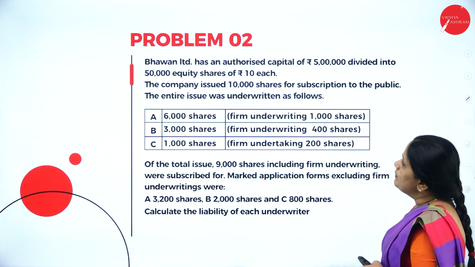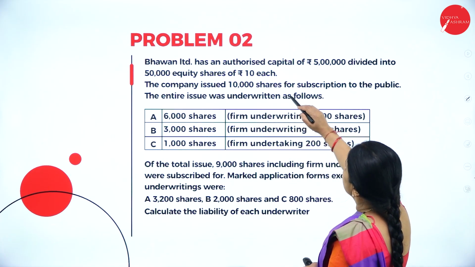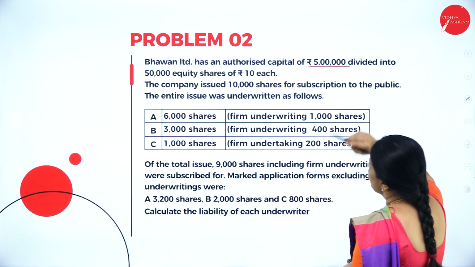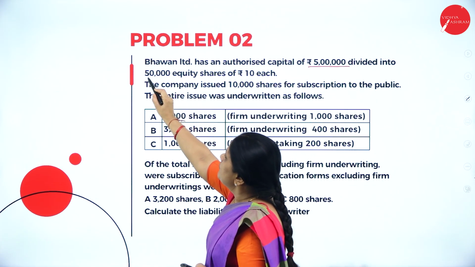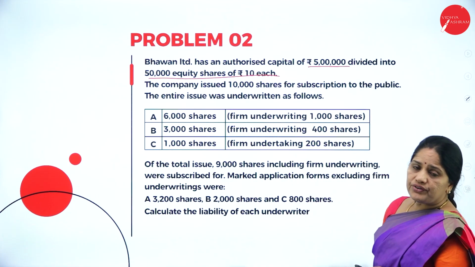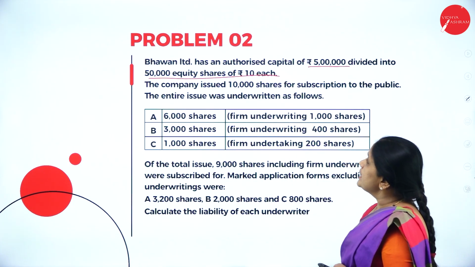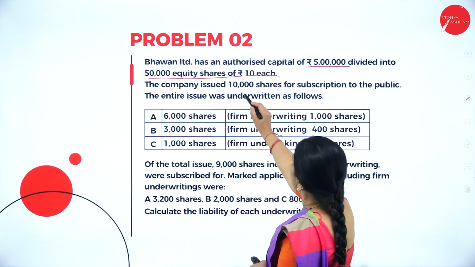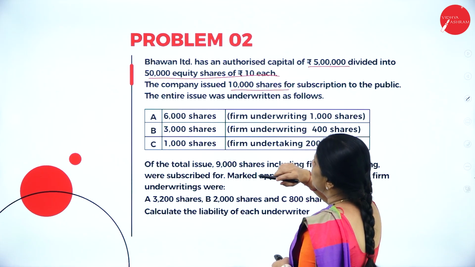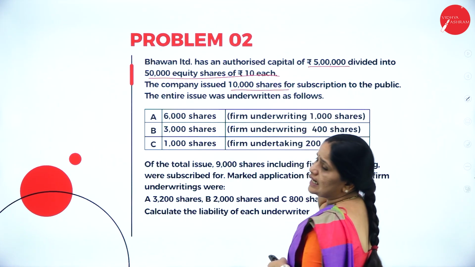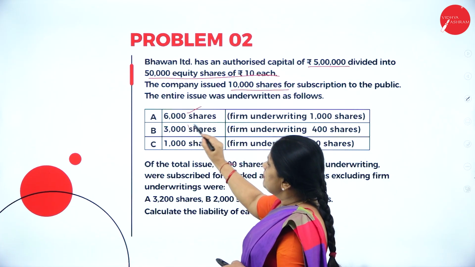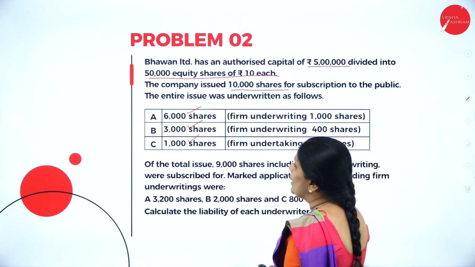So the second problem here, Bhavan Limited has an authorized capital of rupees 5 lakhs divided into 50,000 equity shares of rupees 10 each. The company issued 10,000 shares for subscription to the public. The entire issue was underwritten as follows: A 6,000, B 3,000, C 1,000.